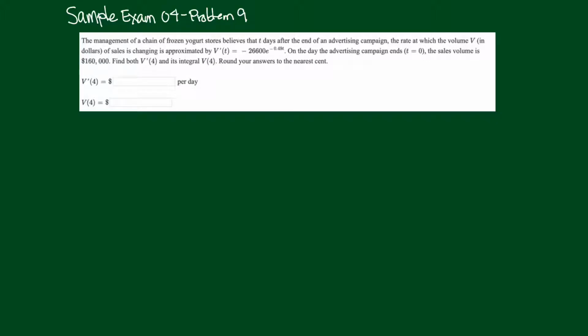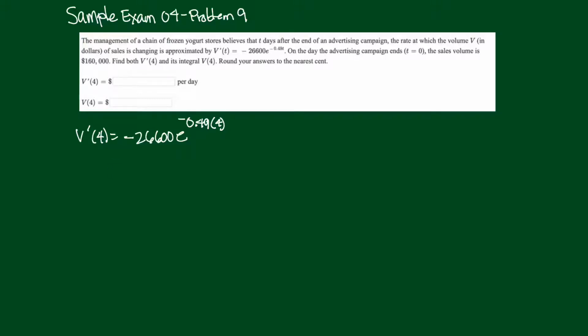So first of all, the derivative at 4 is just this. All right, v prime of 4 is going to be negative 2600 e to the negative 0.49 t, but t is equal to 4. And before we go any further, we recognize this as an exponential decay function, right? So things are looking like this. Advertising in, sales tend to decrease as time goes by. So it's a calculator problem or Wolfram Alpha problem.